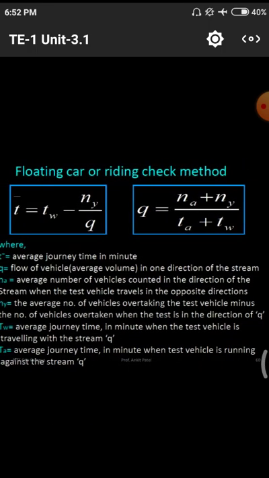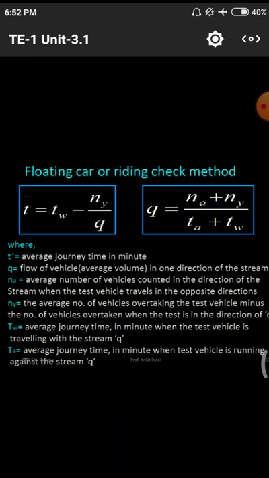These are the formulas attached to the speed and delay study by using this floating car method or floating vehicle method. In those we are having T dash, TW, NY and Q. In the second formula we are having Q equal to (NA plus NY) by (TA plus TW). What are those terms? T dash is the average journey time in a particular minute. That means the total distance they are covering in a particular half an hour or 1 hour. So for each and every minute how much distance they covered will be measured with D dash.